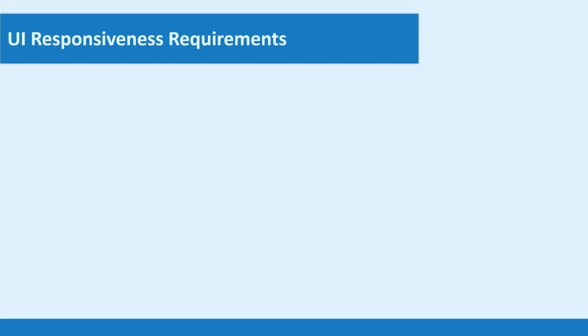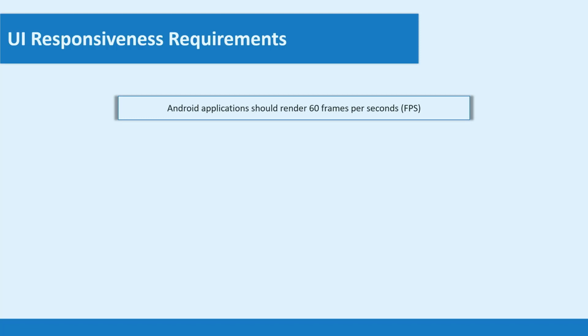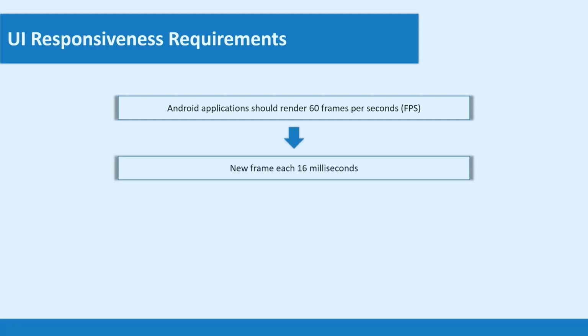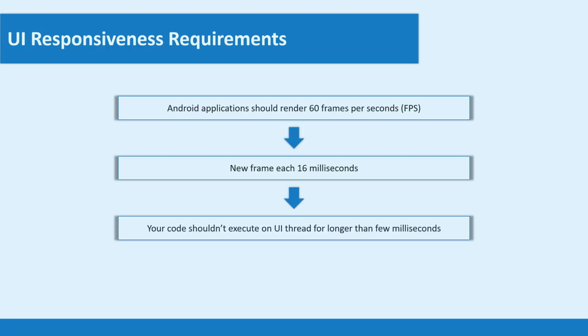Android applications are required to provide a specific level of responsiveness, and this stems from the fact that they should render 60 frames per second on the device screen. If you think about it, it means that each new frame should be rendered in about 16 milliseconds. And since all UI manipulations, including the rendering, take place on the UI thread, if you consume too much time on that thread, then this thread might not be able to provide a new frame every 16 milliseconds. Therefore, your code shouldn't execute on the UI thread for longer than a few milliseconds.